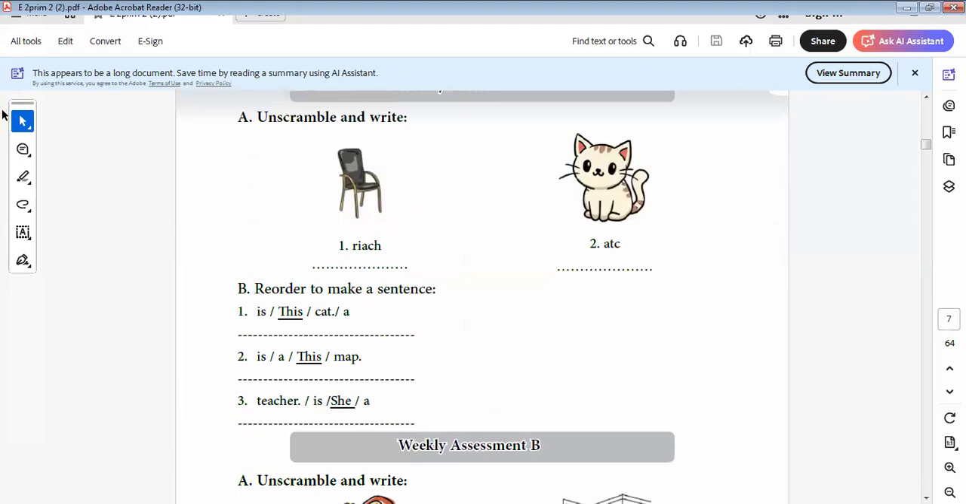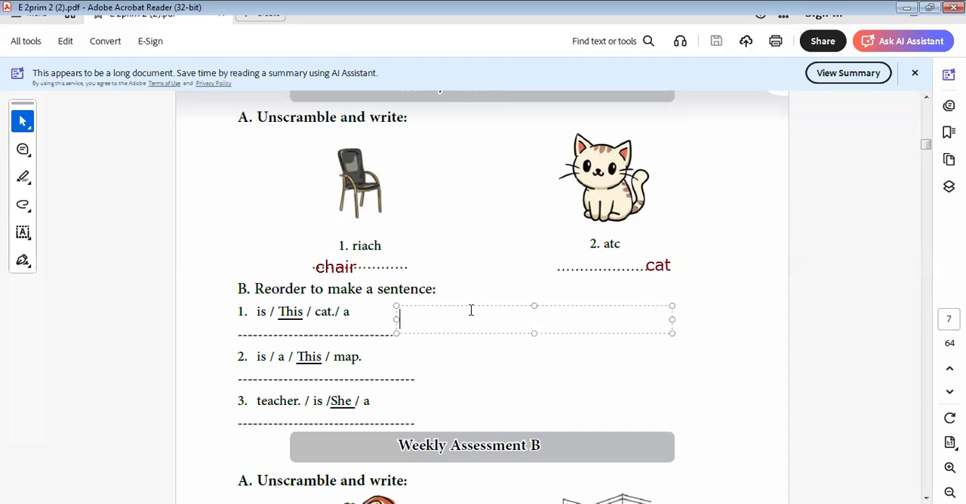Here we say, what is this? It's a chair. So I write it here with text. This is called chair. Here we say cat.